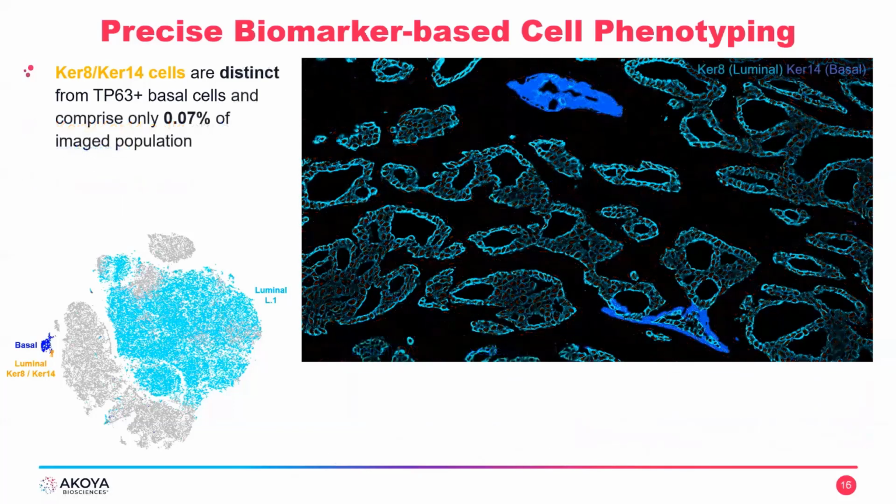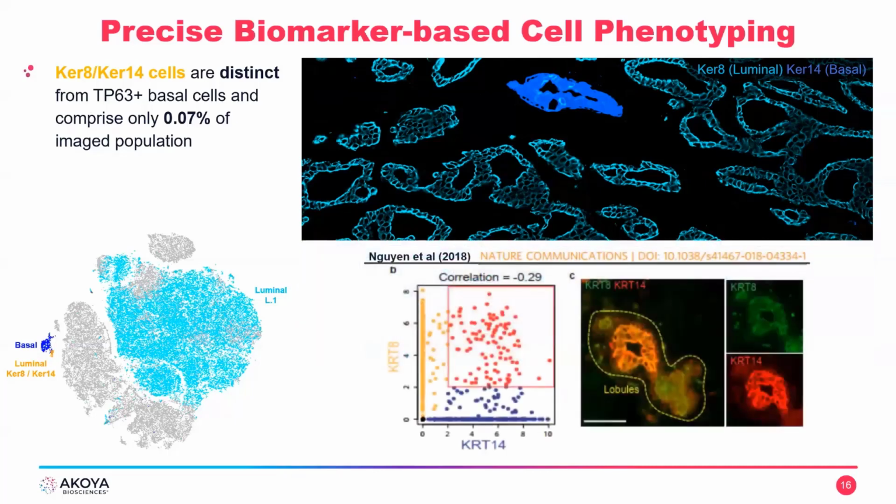Now, I would like to conclude this part by bringing home the point of what we've just done and whether or not this really is reliable. We've just talked about the keratin 8, keratin 14 cell type that are distinct from TP63 basal cells, yet they comprise only 0.07% of the image population. It's a very, very small, tiny group of cells that maybe we're spending too much time talking about, but that's not the question. The question is, are these data really reliable?